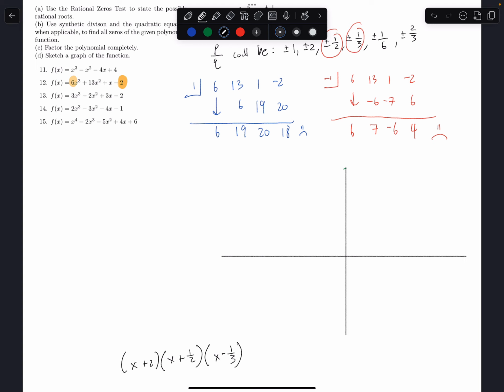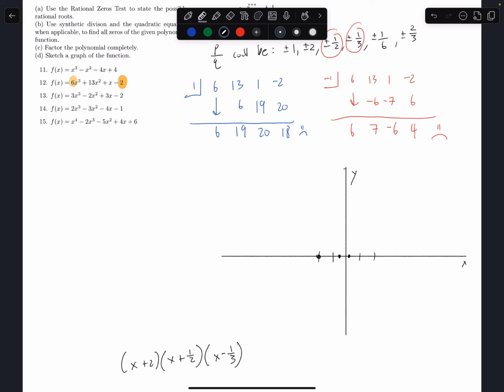Okay, after this I have 2 more questions to do, guys. -2 is a root: 1, -1, -2. Negative a half is also a root. And positive a third. That's 1, 2, positive a third somewhere here.